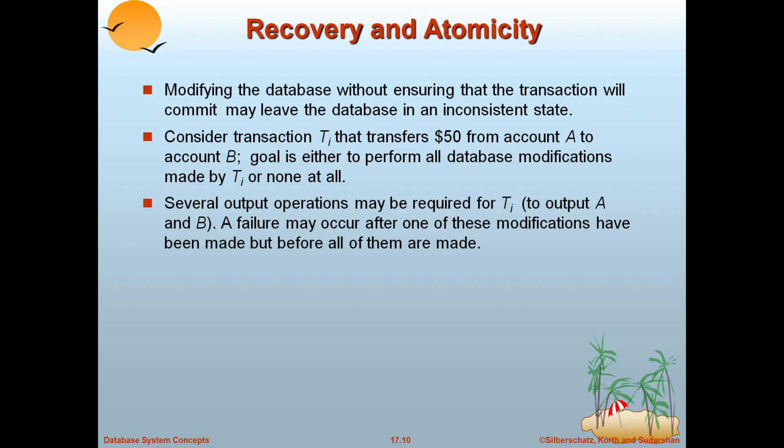Several output operations may be required for Ti, that is, to output A and B. A failure may occur after one of these modifications has been made, but before all of them are made.